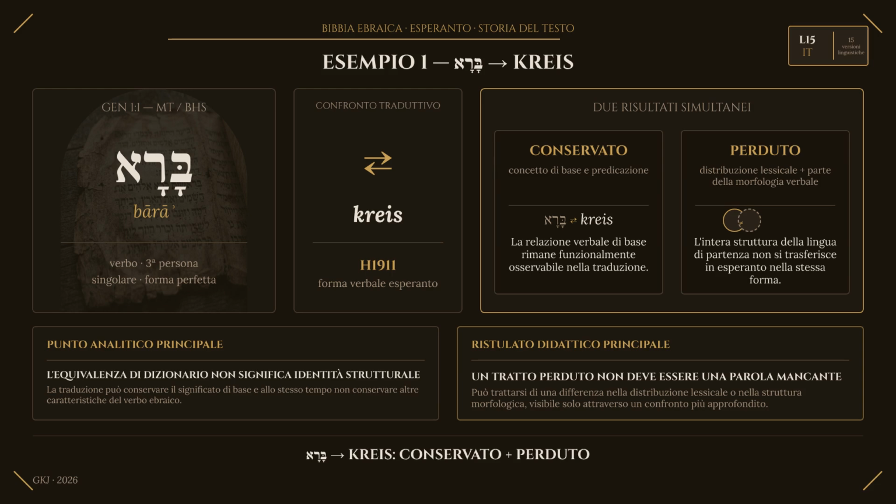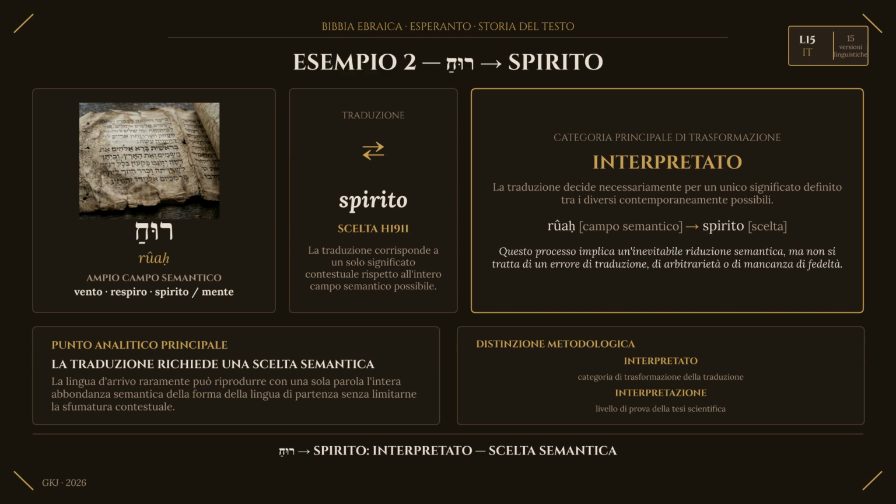Consider the Hebrew verb bārāʻ. In the 1911 edition, it is translated as Christ. While the base concept is conserved, the verb's specific Hebrew morphology is lost. This illustrates that dictionary equivalence does not imply structural identity. Similarly, the term rûaḥ has a broad semantic field in Hebrew, including wind, breath, and spirit. By choosing spirito, Zamenhof makes an interpreted selection. This reduction is inevitable and is not a sign of translation error, but a necessary step in the process.